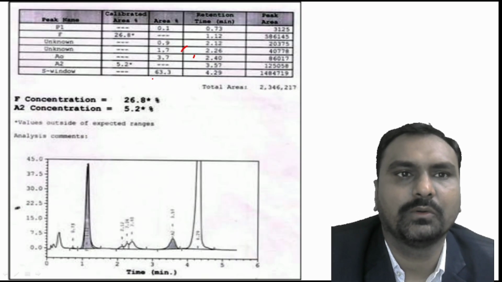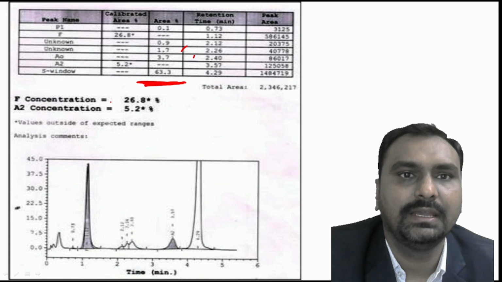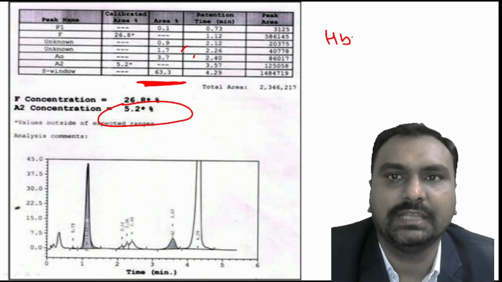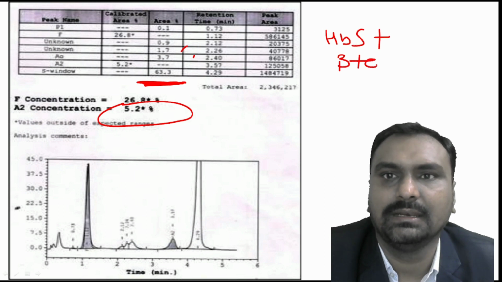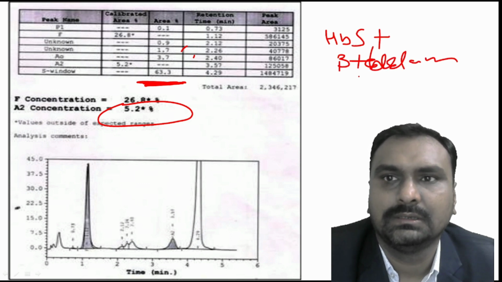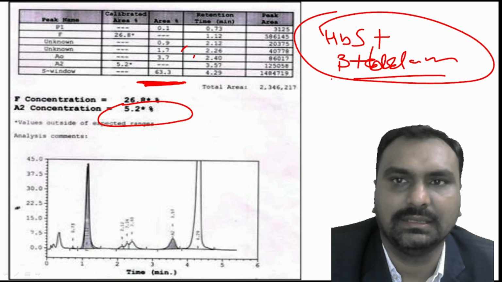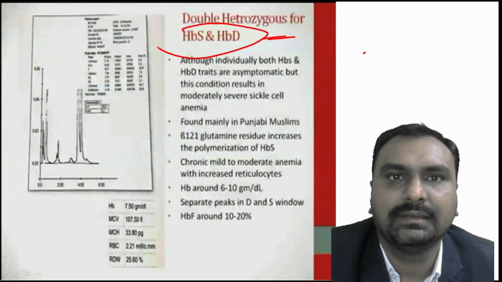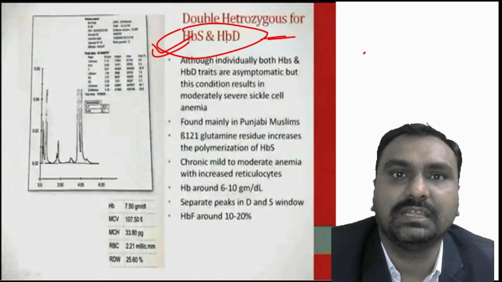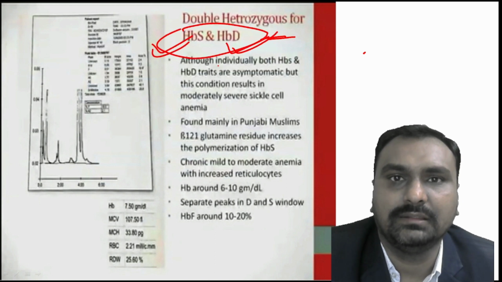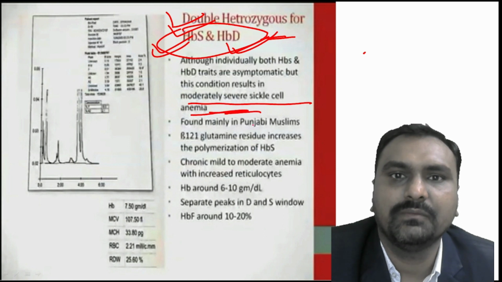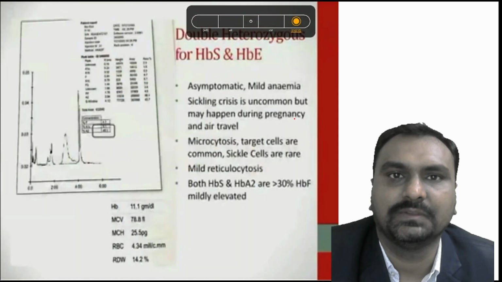Now see this chromatograph: HbS window is 63% and HbA2 is 4.2. So this is double heterozygous for HbS plus beta thal. This is a double heterozygous condition for HbS and HbD. Both HbS and HbD traits are individually asymptomatic, but in double heterozygous condition there will be moderately severe sickle cell anemia, which is mainly found in Punjabi Muslims.